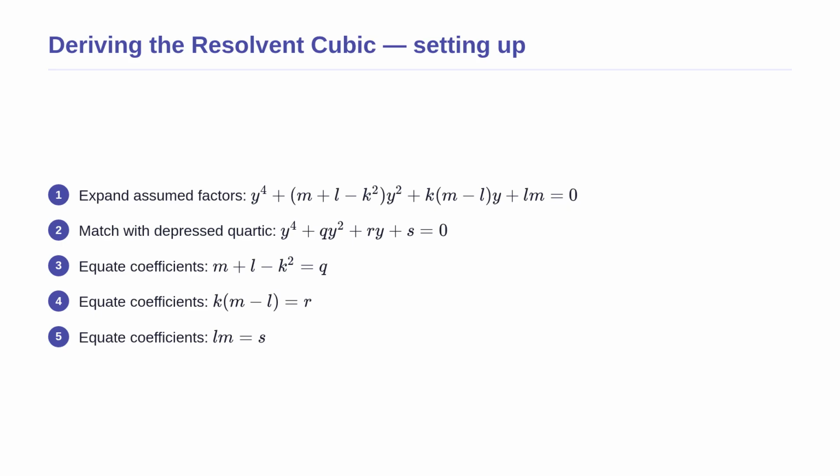The number in front of y squared must equal q, the number in front of y must equal r, and the constant term at the end must equal s. This gives us a system of 3 equations, which we will manipulate in the next step.